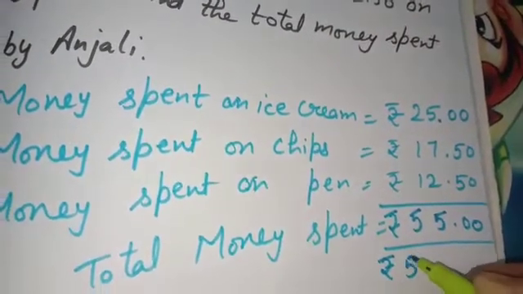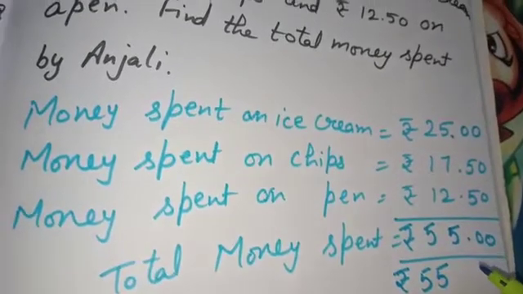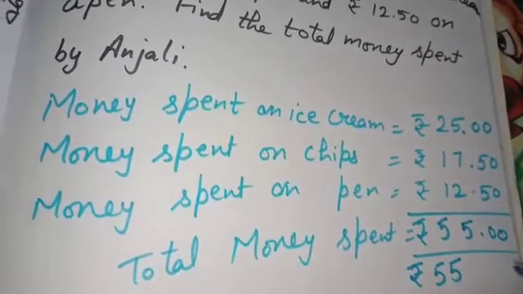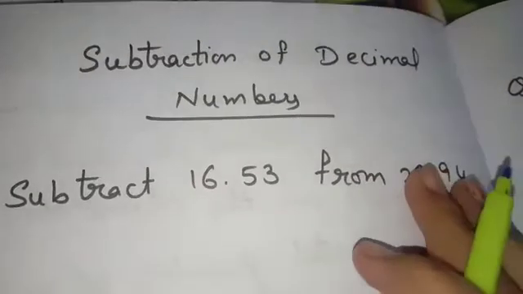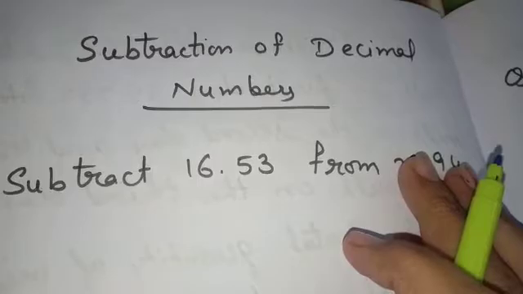Then the answer is rupees 55. This is the total money spent by Anjali. This completes our worksheet 3. Worksheet 3, let's start subtraction of decimal numbers in worksheet 4.